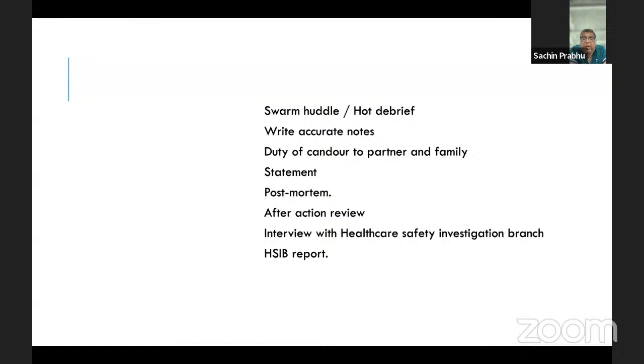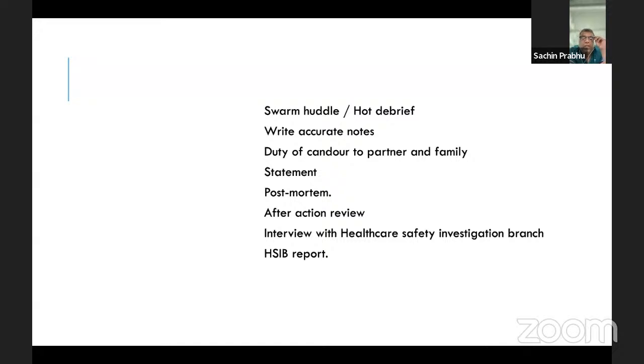A statement: when things are fresh in your mind, do write a statement, and we encourage that because you're fresh with all the information. A statement should be written as a statement of fact. It should not be an emotional statement. So never write emotional statements. Write statements of fact. A postmortem was requested, but unfortunately was not done in this case, for whatever reason.